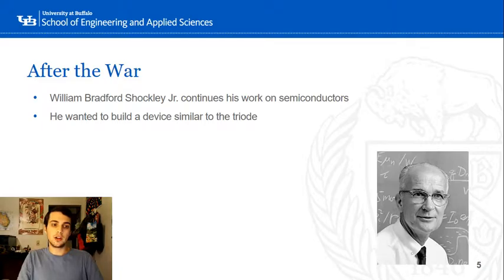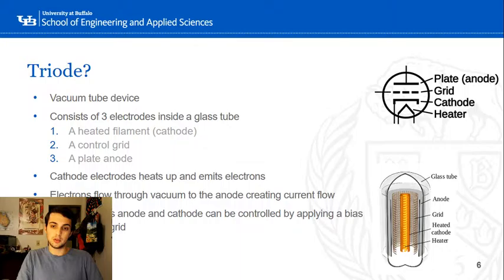So after the war, William Bradford Shockley Jr., a Bell Labs physicist, was free to continue his work on semiconductors. Shockley decided he wanted to build a semiconductor device similar to a triode. So you might be asking, what is a triode? Well, a triode is a vacuum tube device that is used to amplify an electronic signal. Triodes get their name from its three electrodes: a heated filament, which is the cathode, a metal mesh control grid, and a plate anode, all inside an airless glass tube.